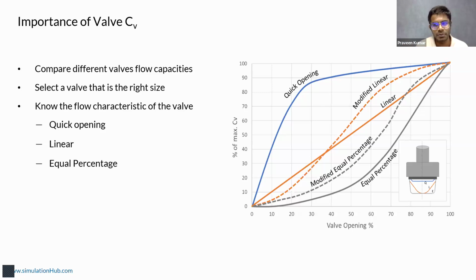Depending on the design of the trim or plug, a valve might behave like a quick opening valve, a linear one, or an equal percentage one. When I say quick opening, say it's for an application where a large amount of water or flow is required to immediately shut off something or cool down something, in some nuclear application for example. There quick opening might be useful. Each of quick opening, linear, and equal percentage has its own application. So the CV curve lets you know the flow characteristics of the valve.